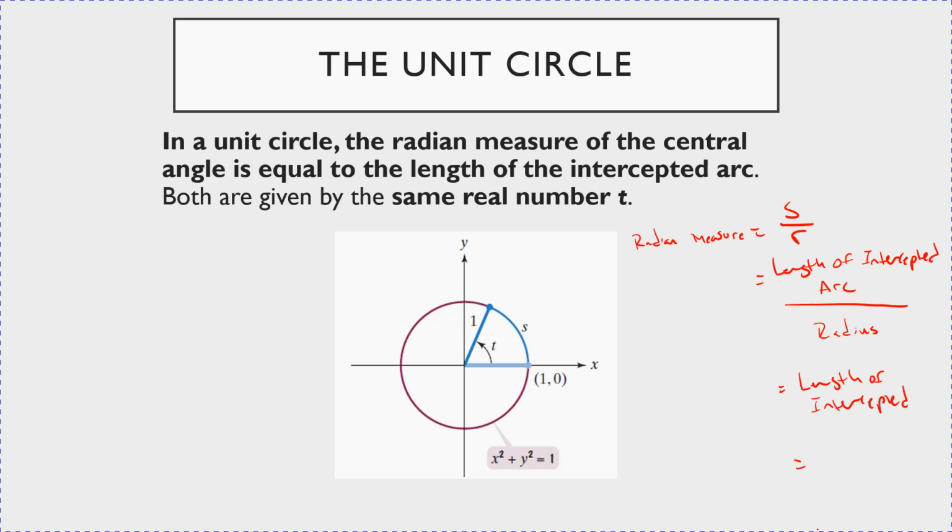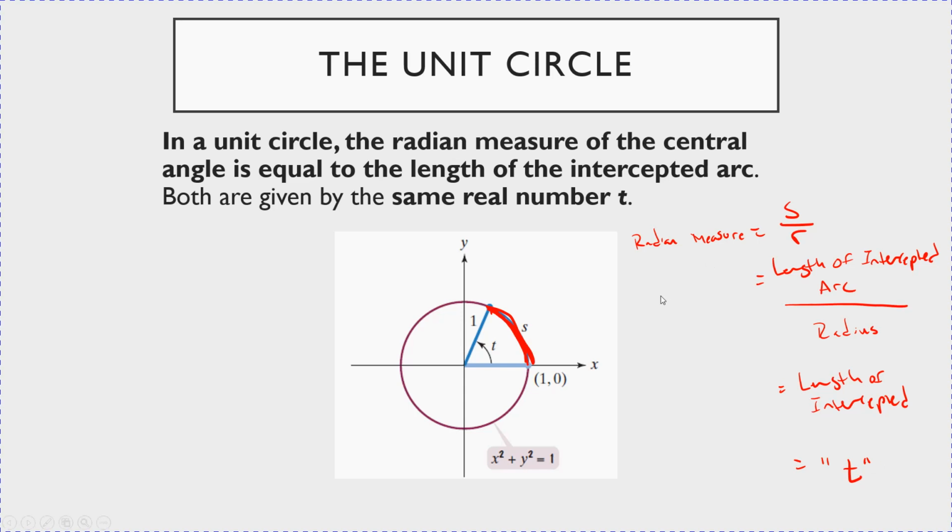And we're going to define that by some real number. So it's a length. The radian measure is just going to be a length, this length right here, and we're just going to define that by some real number, and we'll call that real number t. So instead of that s you see on the picture, we're just going to say the radian measure of this angle is some real number t.